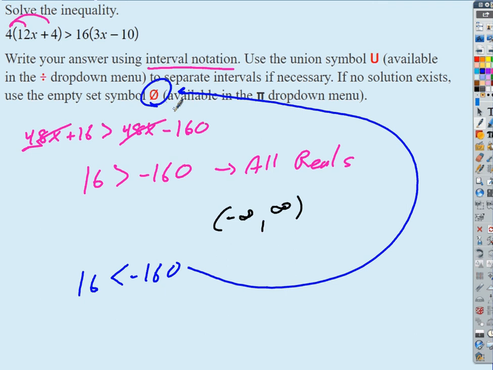Okay? What if we were solving this using inequality notation? Well, if we're using inequality notation, we get the same answer. We get 16 is greater than negative 160. On those ones, the instructions would just say enter an N if there's no solution. Just enter a capital N. And if it's all reals, just enter a capital R. Okay? So you got to read the directions, because this is kind of something that's specific to interval notation, right? Okay, I think that's it. I think you're good. Try those 3 problems.